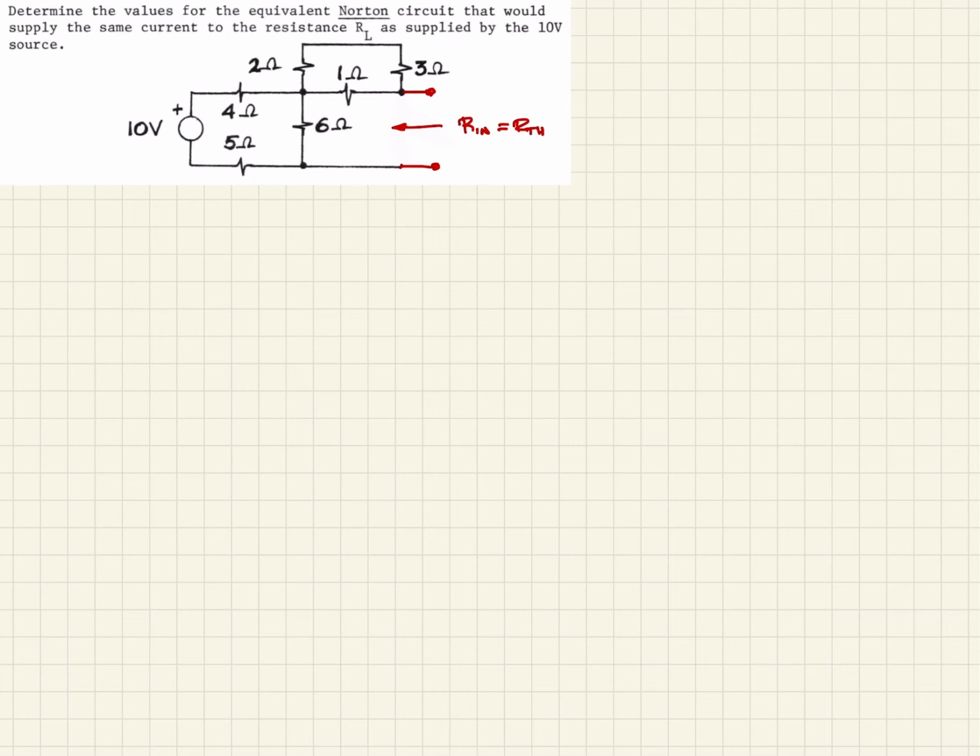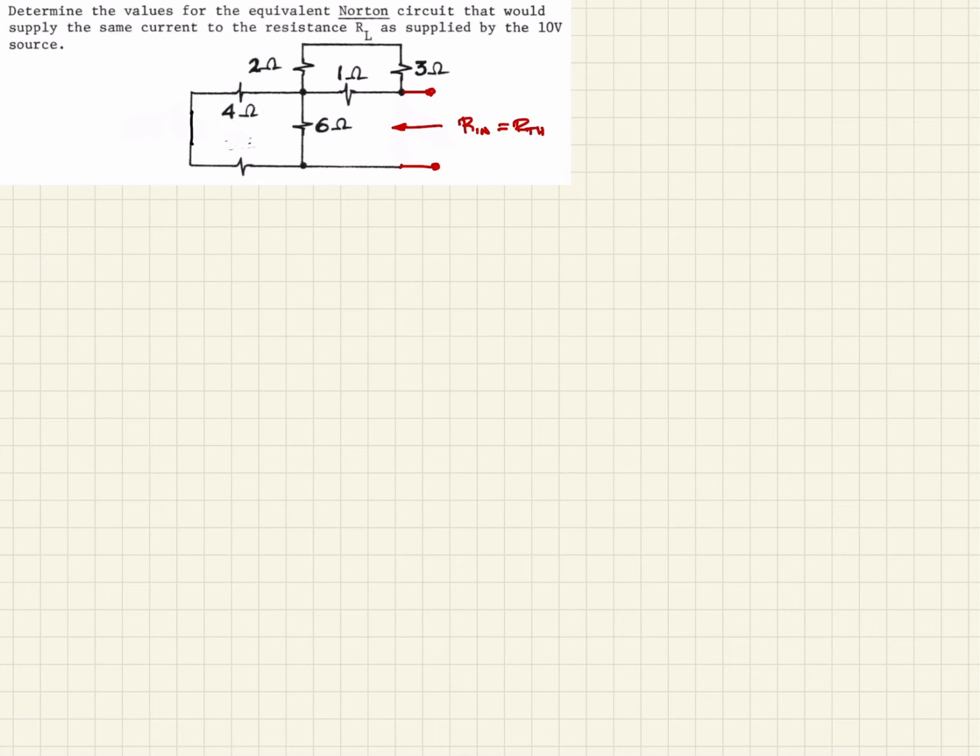And when we do that, remember that we short out all voltage supplies and open circuit all current supplies. So we only have a voltage supply here, so we will short circuit this, or replace it with a short circuit. And so this is what we're left with. So now a quick examination, we should see that this 4 ohm and 5 ohm are in series, and likewise this 2 ohm and this 3 ohm are in series. So we could just combine those into one. You just add them.